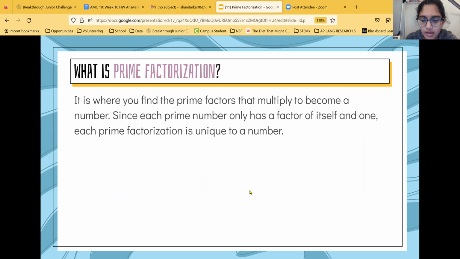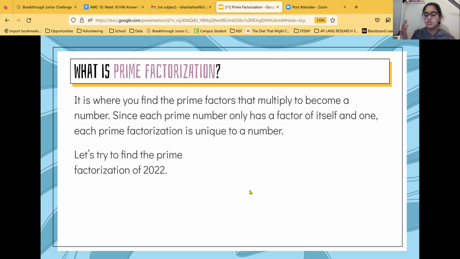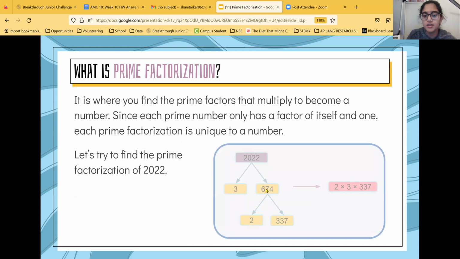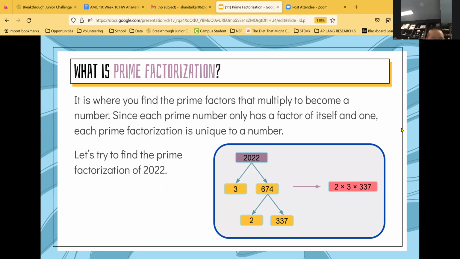Now, what is prime factorization? It's where you find the prime factors that multiply to become a number. Since each prime number only has factors of itself and 1, each prime factorization is unique to a number. So let's try to find the prime factorization of 2021. You mean 2022? Oh, yeah, I meant 2022. Sorry, I still read it as 2021. So the prime factorization of 2022.